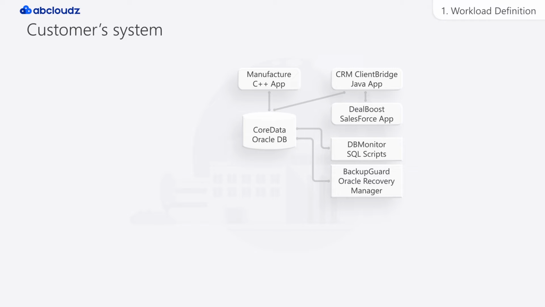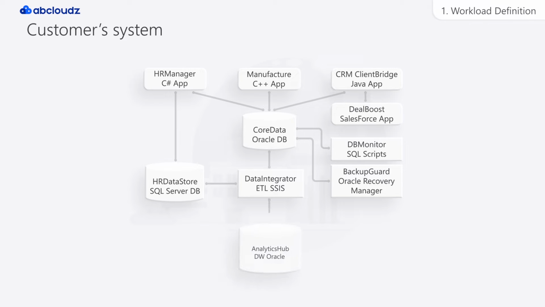With a rising employee count, they leveraged SQL Server's benefits, launching the HR Data Store and HR Manager app using Microsoft Stack. Their Microsoft license included the ETL tool, SQL Server Integration Services. This tool streamlined data from HR and core data databases to the Oracle warehouse. An analytical Java app provides insights, with Oracle Business Intelligence offering visual reports.